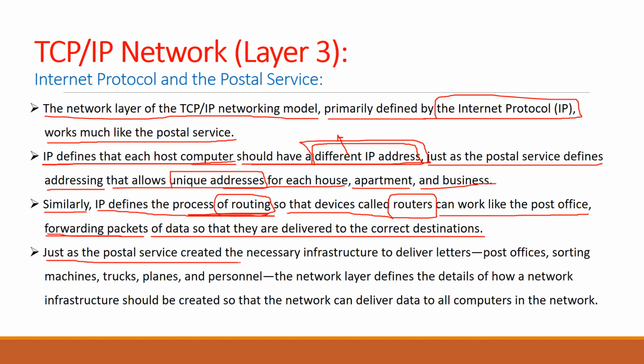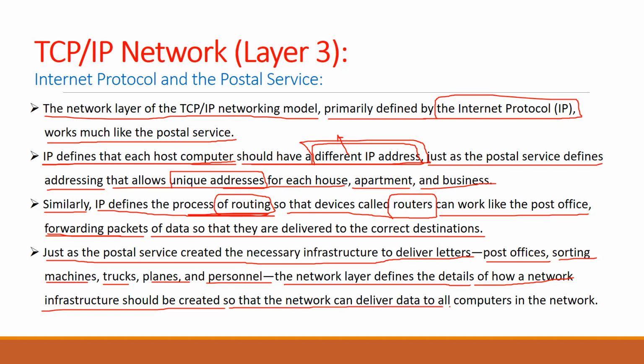Just as the postal service created the necessary infrastructure to deliver letters, post offices, sorting machines, trucks, planes, and personnel, the network layer defines the details of how a network infrastructure should be created so that the network can deliver data to all computers in the network. What this means is, we make an equivalent of the post office example in the networking example. Each layer defines specific functions.